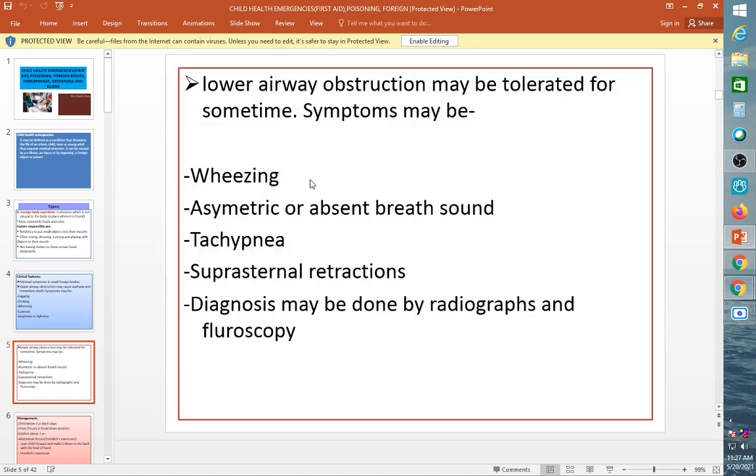Okay, then let us see: lower airway obstruction may be tolerated for some time. It says that if there is obstruction in the lower airway, immediately you may not see symptoms, but later on symptoms develop, and these are the symptoms: wheezing, asymmetric or absent breath sounds, tachypnea, suprasternal retractions. Does anyone have an idea what suprasternal retraction is? No, ma'am. Okay, you know the sternum?